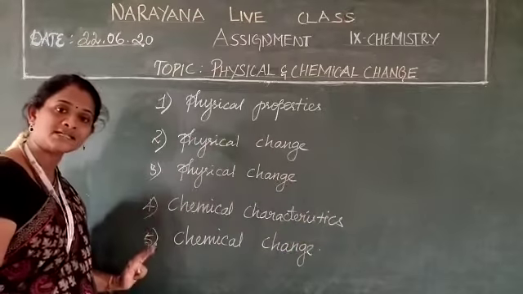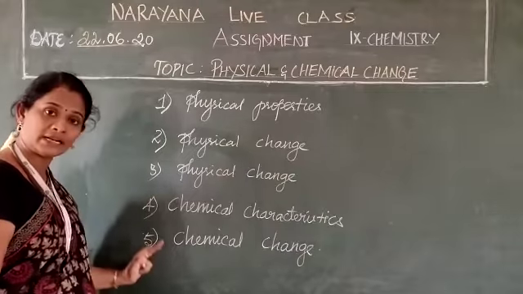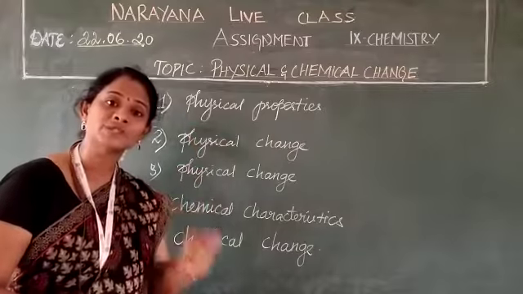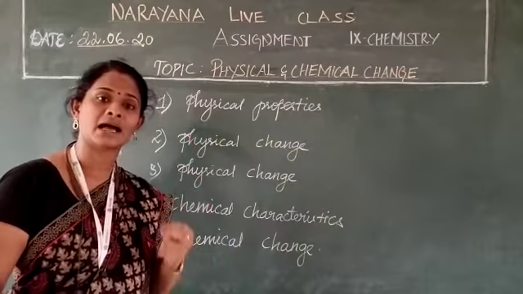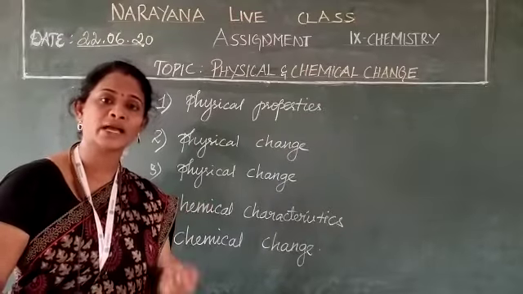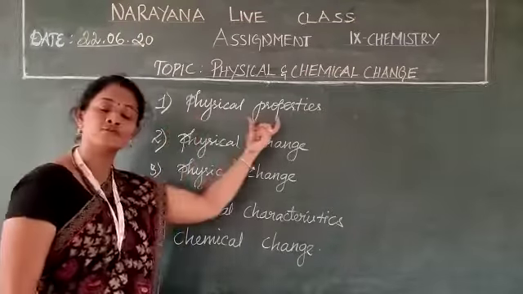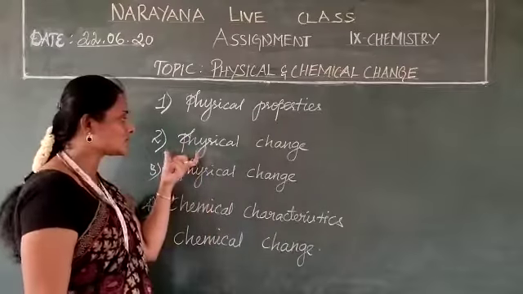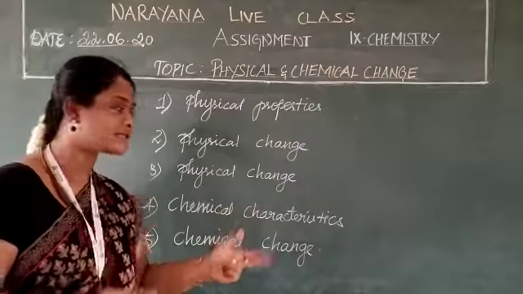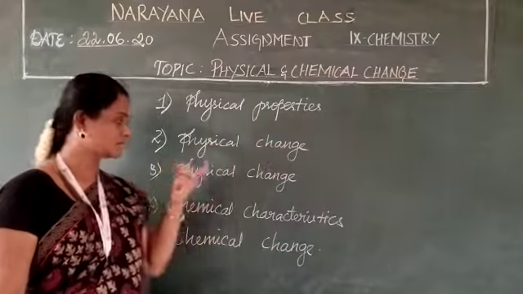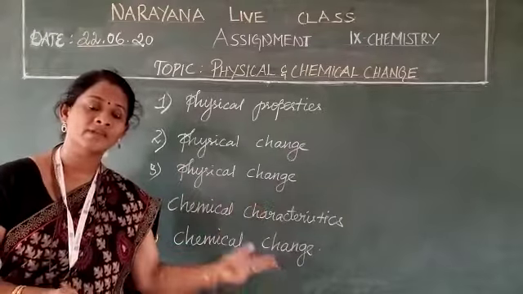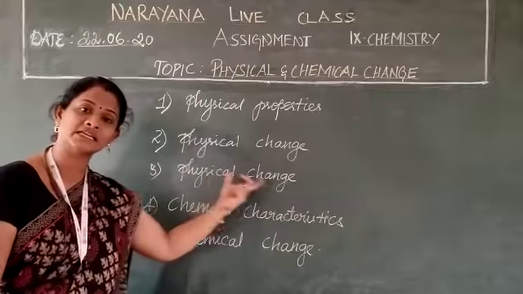I hope you all understand these first five questions. Let me recall once again. What are physical properties? The properties observed and specified, like color, rigidity, density, fluidity, melting point and boiling point. They are called physical properties. What is the second one? Interconversion of state is a physical change. Third one, boiling of water to form steam is an example of physical change.